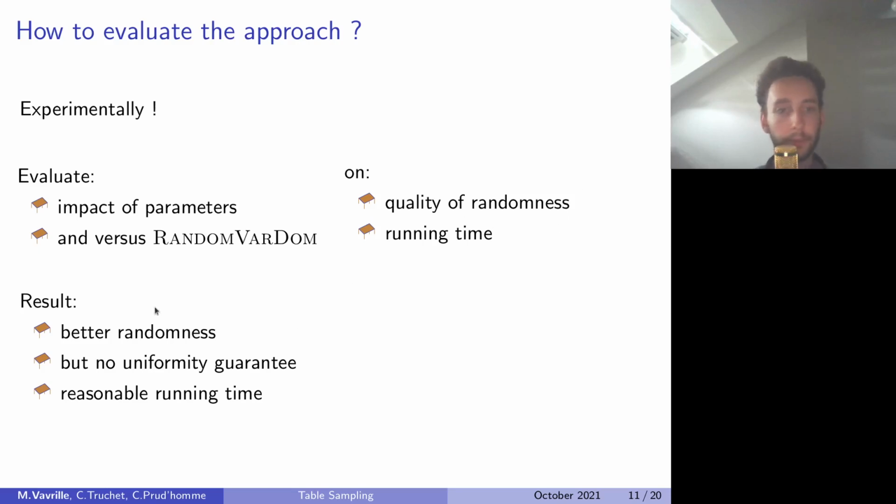We look at the quality of the randomness, so how far are we from the uniform distribution, and the running time. So the results that I will show you here are that my approach shows better randomness, but as with random Vardom, there is still no uniformity guarantee, and we show that there is a reasonable running time, even though we have more properties and a better randomness.